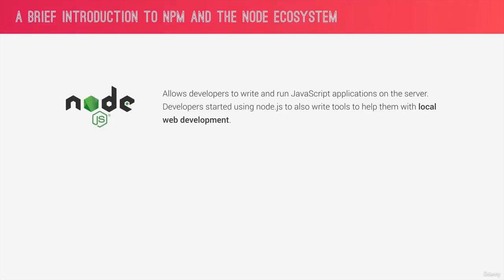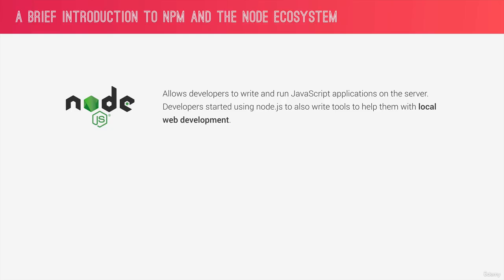So it all starts with Node.js, which is an open source JavaScript runtime that allows developers to write and run JavaScript applications on the server. Now, after some time, developers started using Node to also write tools, like for task automations, or again, to compile Sass, to help them with local web development. And that's what we're focusing on in this course, not the part about writing JavaScript on the server, of course.